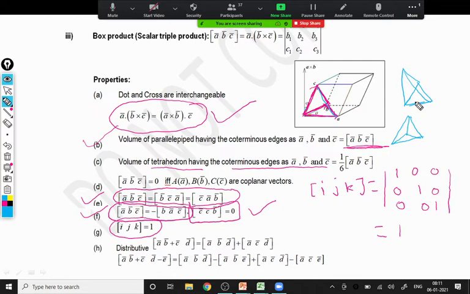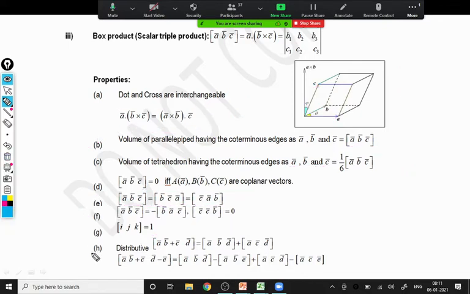Any doubt in these properties? No, sir. Okay. Now the last property is the distributive property. You can see it at the bottom. This property is again by the property of a determinant. Can anyone tell me one similar property you learned for a determinant? What is that property?